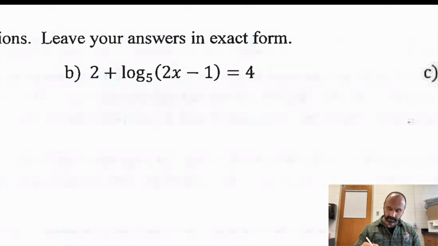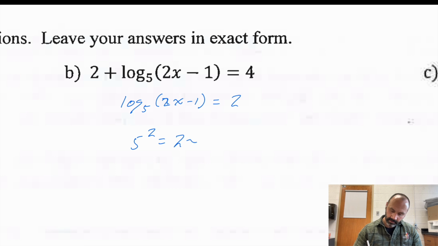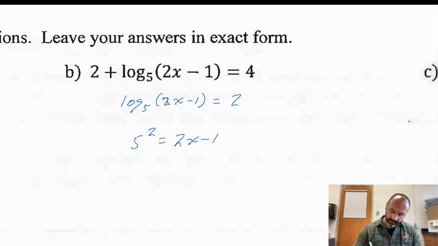Next one, same idea here, right? So log base 5 of 2x minus 1 equals, subtracting 2 from both sides, so 2. So now I have 5 squared equals 2x minus 1. So this is 25. I'll add 1 to both sides, so 26 equals 2x, and so 13 equals x.